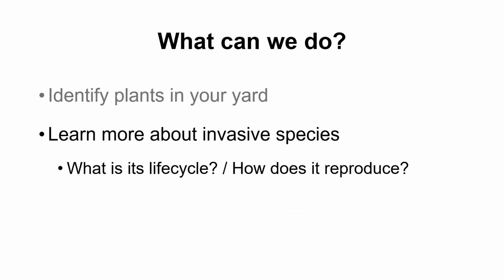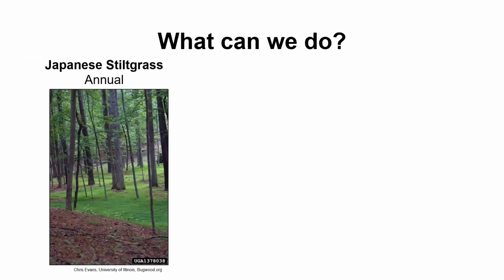So once you're able to identify the plants in your yard, you should learn more about them, right? It's one thing to identify a Norway maple, but it's another thing to learn more about it. So the questions that you should ask are, what is its life cycle? How does it reproduce? Because those are really important questions when it comes to how to control it. So let's look at a few different life cycles and reproduction methods.